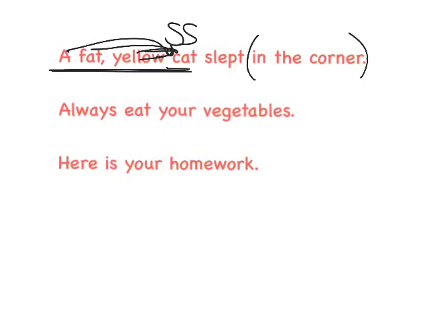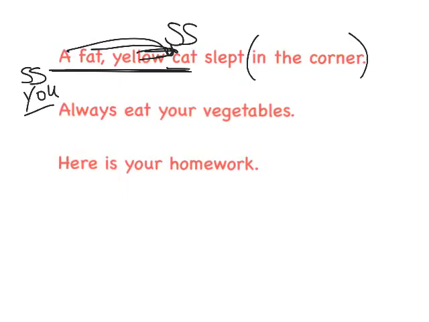The second one: "Always eat your vegetables." Suspect, it looks like it might be in order, so I know that I have an implied subject of you. Who or what is the sentence about? It's about you. What are you supposed to do? You're supposed to always eat your vegetables.